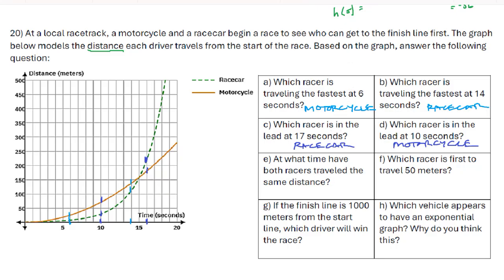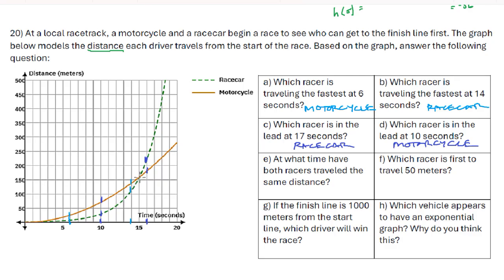All right, let's change colors to orange. I will try red. At what time have both racers traveled the same distance? Well, that's not hard to see, class. Think about the story. They start off together at the starting line. As they begin, the solid line, or the motorcycle, jumps out into the lead. The race car is going slower. And as the race car goes further and further along, you can see it's catching up, catching up, catching up.